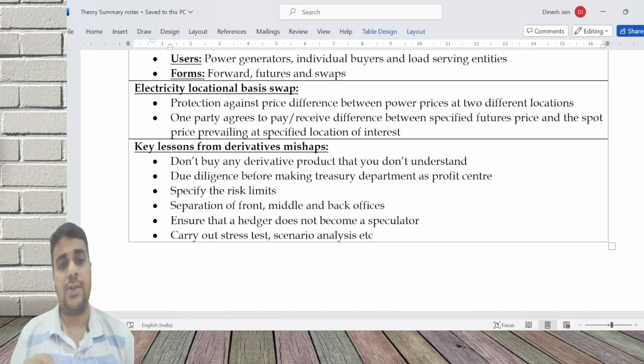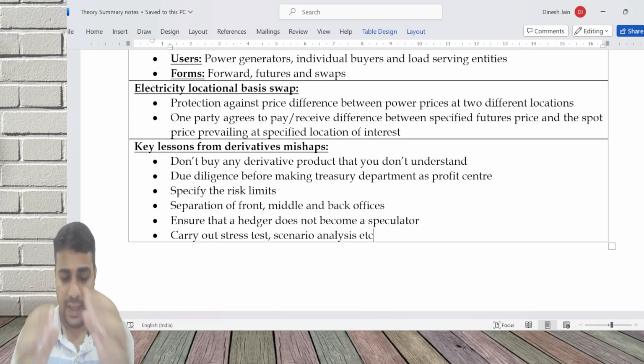I think with this, the derivatives part is over. We have the additional part. Most of the things were discussed when we were solving problems, but newer areas like commodity derivatives were discussed a little bit lengthily. Electricity derivatives are there, weather derivatives are there, derivatives mishaps are there. These are additional areas which are there.